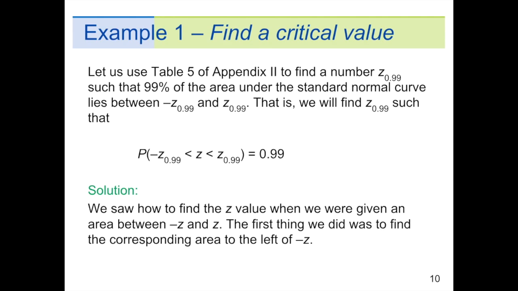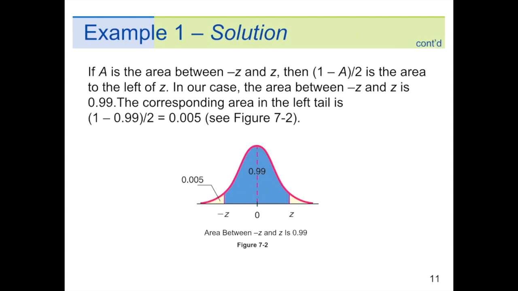We saw how to find the z value when we were given an area between negative z and z. The first thing we did was to find the corresponding area to the left of negative z. If a is the area between negative z and z, then 1 minus a divided by 2 is the area to the left of negative z. In our case, the area between negative z and z is 0.99. The corresponding area in the left tail is 1 minus 0.99 divided by 2, so 0.005.